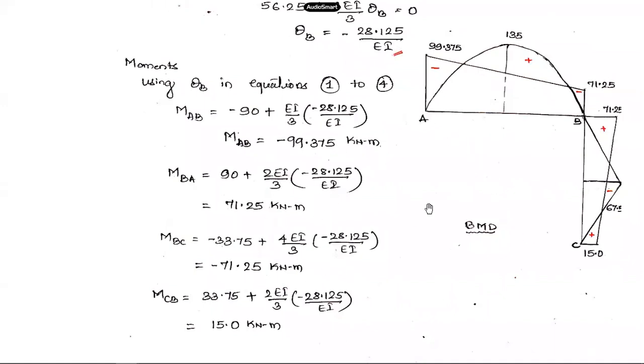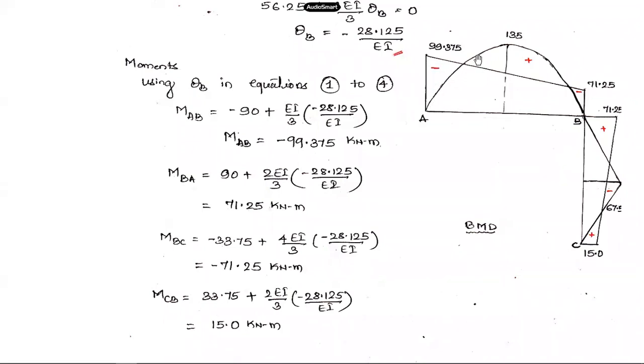These values are plotted as ordinates, like you do for the beam. For this member AB, it is not a problem. Just plot them as ordinate 99.375. This is one ordinate, 99.375. At B, the ordinate is 71.25. Okay, so connect them by a straight line. This is my bending moment at the supports or at the joint.